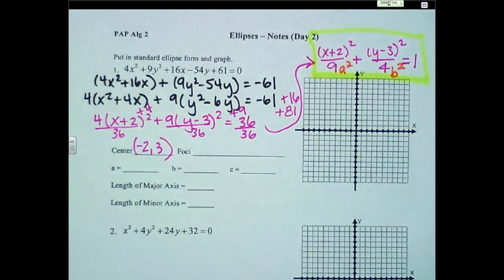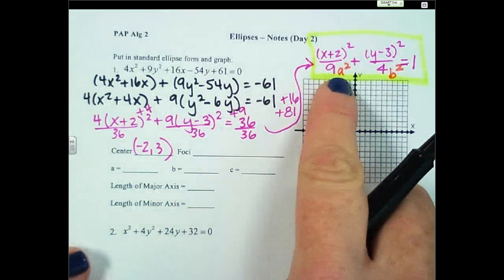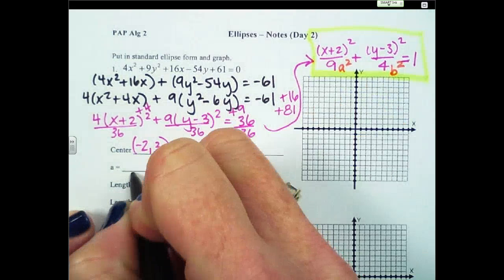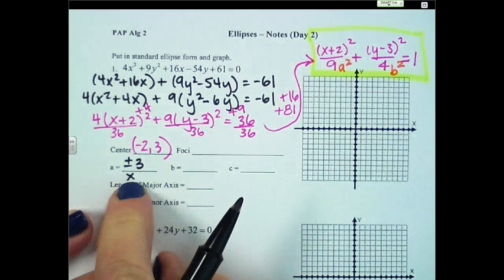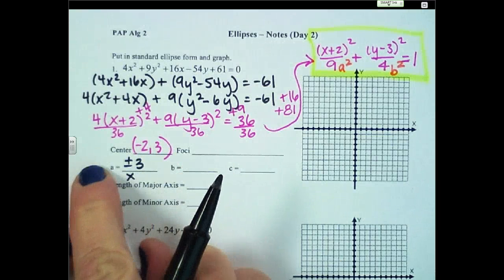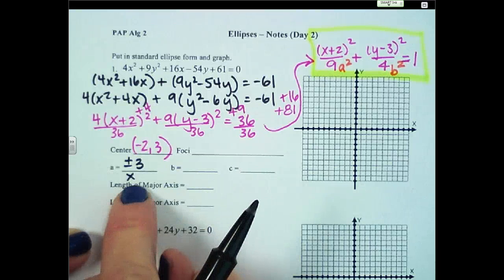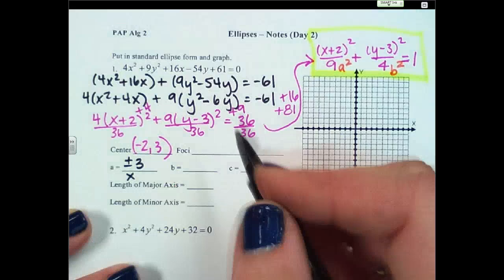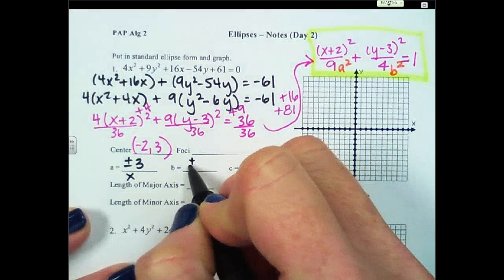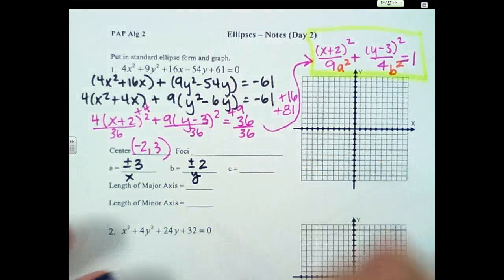Well, knowing that, what is the length of a? Which direction are we going to go with a? Positive and negative what? 3. And which axis? Right, so on the x-axis, we're going to slide plus and minus 3. I'm going to write which axis it is down here because a is the major, and it tells me that it's the x-axis. B always belongs to the minor axis, which in this case, I'm going to slide up and down 2, and it belongs to the y-axis.